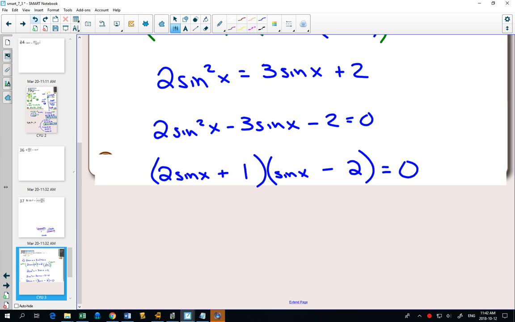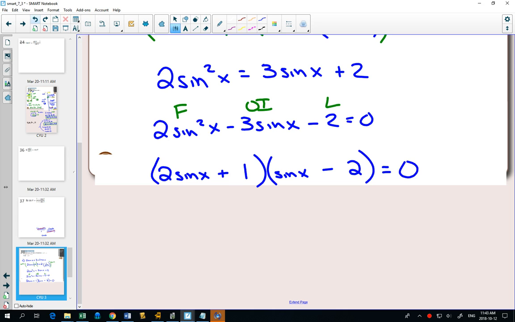Your first ones always make that first one. When you multiply everything out, your last ones always make that last number. Okay? And then your outside and inside always get combined to be that middle one. Does that make sense? If I multiply this out, my first ones give me 2 sine squared.